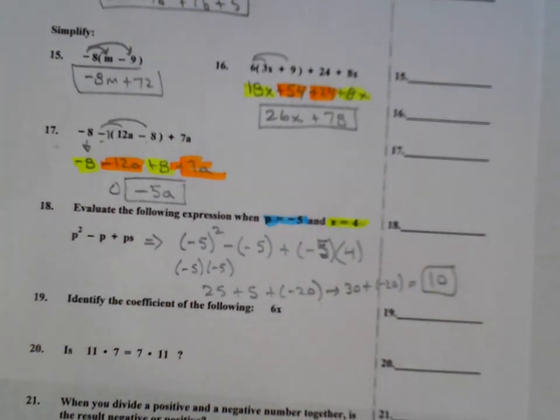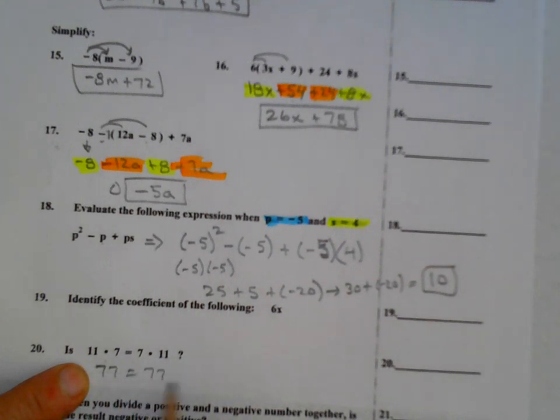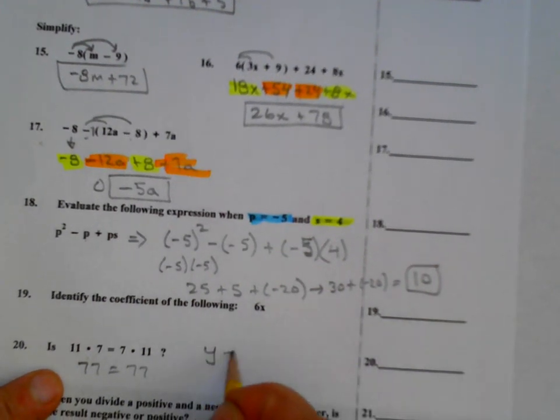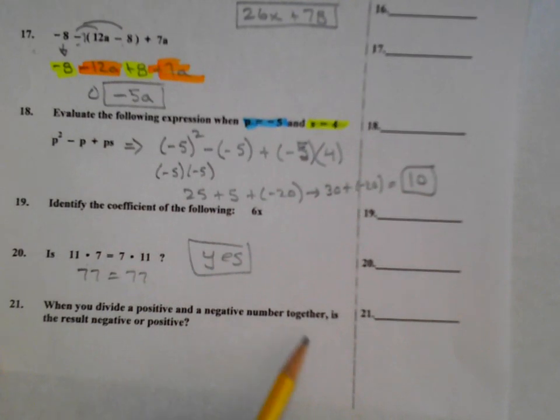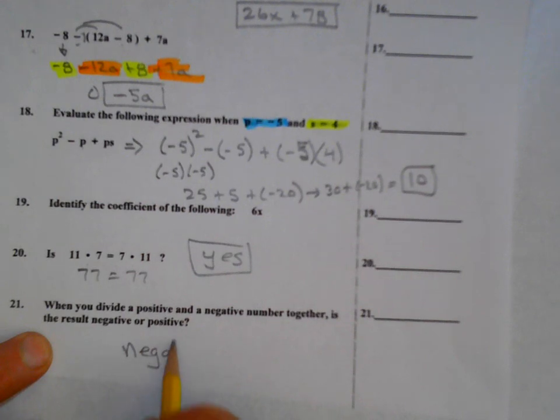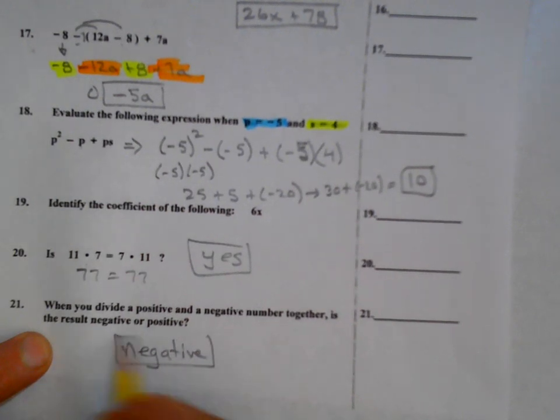All right, so we're asking, is 11 times 7 the same as 7 times 11? Well, the answer is yes, because it's commutative. No matter what order you multiply two numbers together, you get the same answer. So, yes. When you divide a positive and a negative number together, is the result negative or positive? Well, when you divide a positive and a negative, because you're dividing two quantities that are opposites, it's negative.